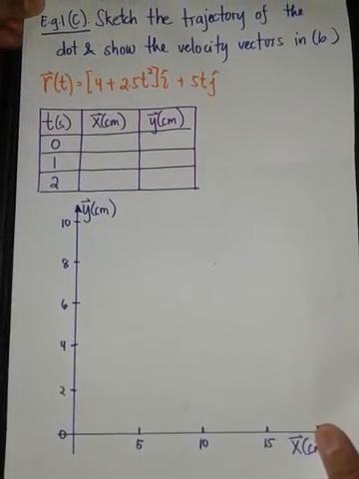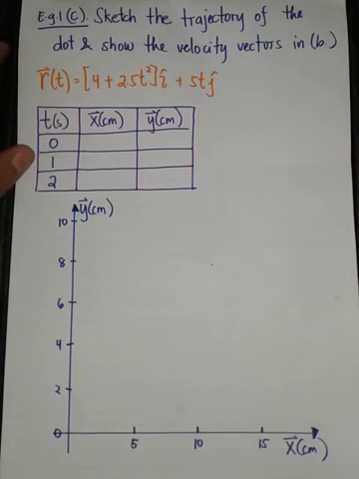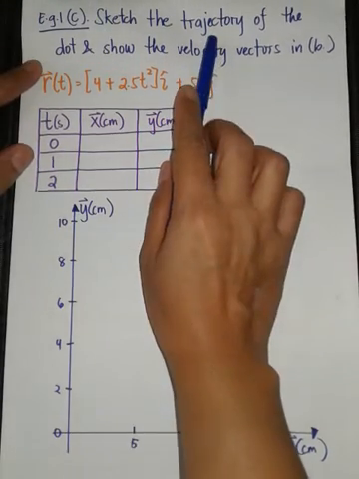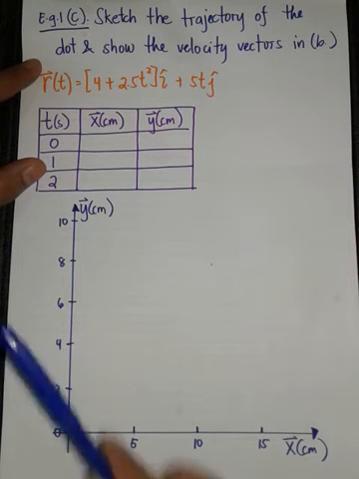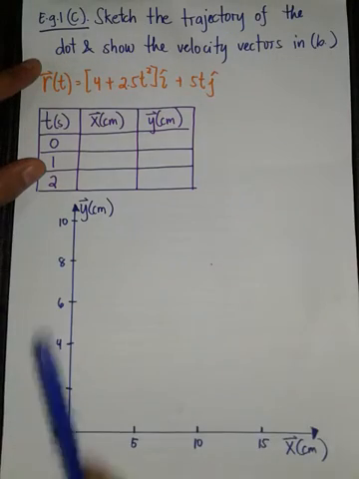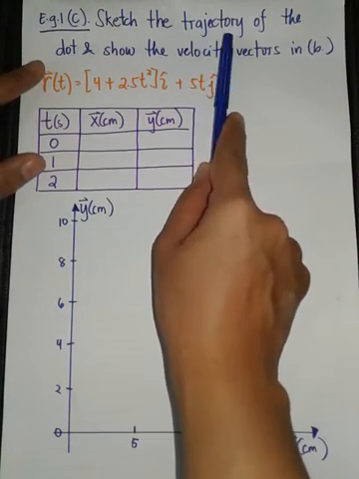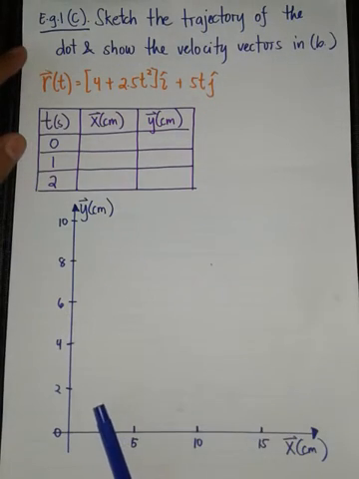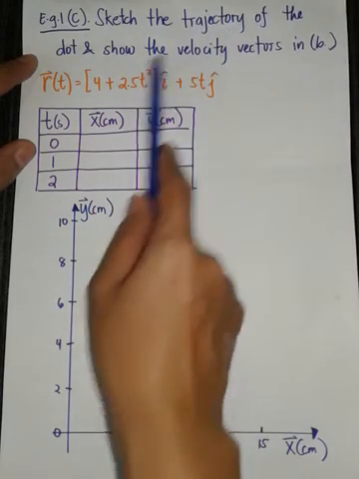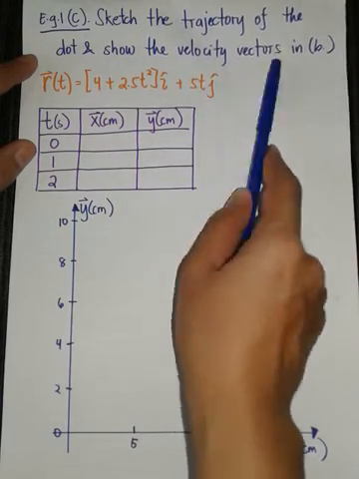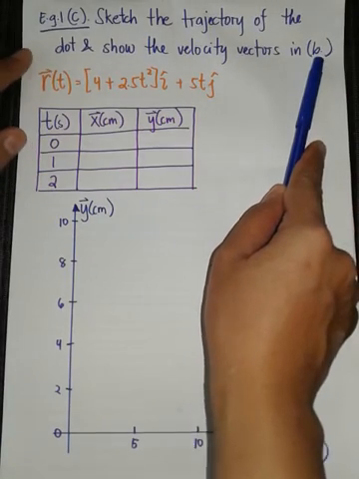Part C is asking for the sketch of the trajectory of the dot. Trajectory means the actual path taken. Remember, the moving particle here is a dot on a screen, so when we say trajectory, we mean the actual path taken by the particle. And there's another requirement here. We are not just to sketch the path of the dot, but we are also to show the velocity vectors that we were able to solve in part B. How do we do this?